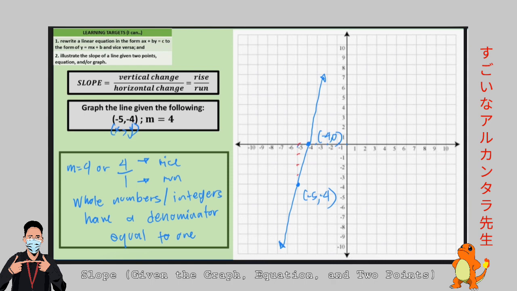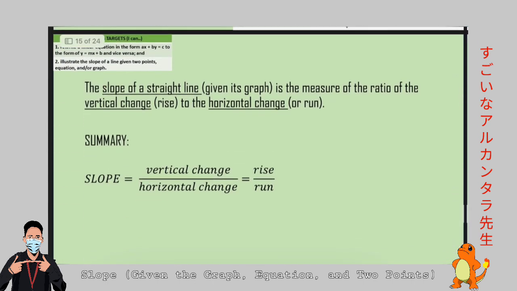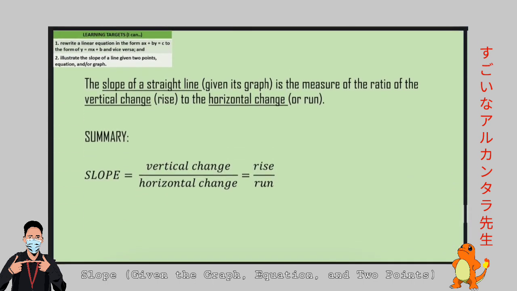So this is how the graph will look. And as you can notice, since the given slope is positive, it is increasing from left to right. Again, always remember, if the slope that is given is an integer, automatically the denominator is equal to 1. So let's continue to the next one right here. Now, what can we summarize based on those situations?